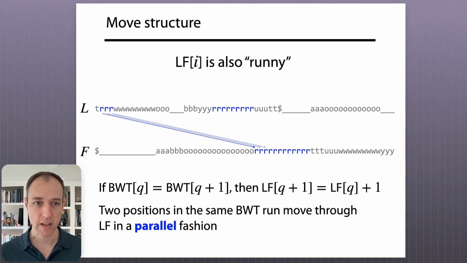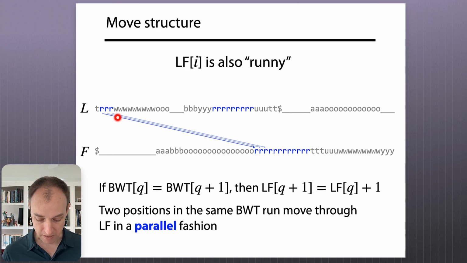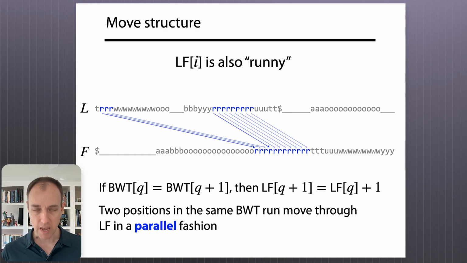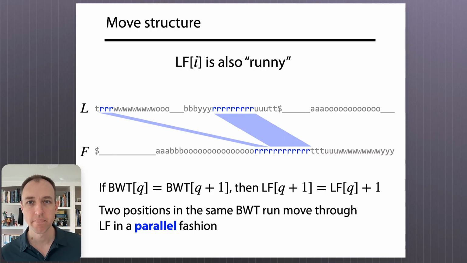And I like to picture this either with arrows like this. So R, R, R, those three R's over there in L, they're all right next to each other, and their LF mappings take them here. These are the first three R's in the last column of the Burrows-Wheeler matrix. These are the first three R's in the first column of the Burrows-Wheeler matrix. So the LF mapping takes those to those. It takes these to these. And I will summarize away all these different arrows sometimes by just drawing a parallelogram. The parallelogram is like saying, well, all these things are part of the same equal-letter run.